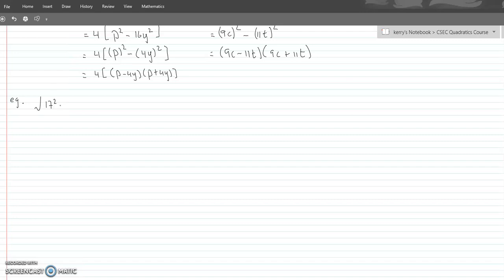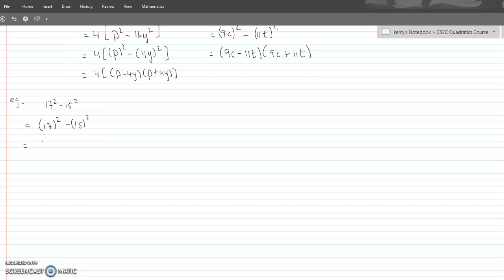Find the square root of 17 squared minus 15 squared. Right now, how do we do this? They might even ask you for the square root. Let us say they'll ask you to evaluate this. Now you might go on the side and you might know 17 squared and 15 squared offhand, and this is a difference of two squares, and this is 17 squared minus 15 squared.